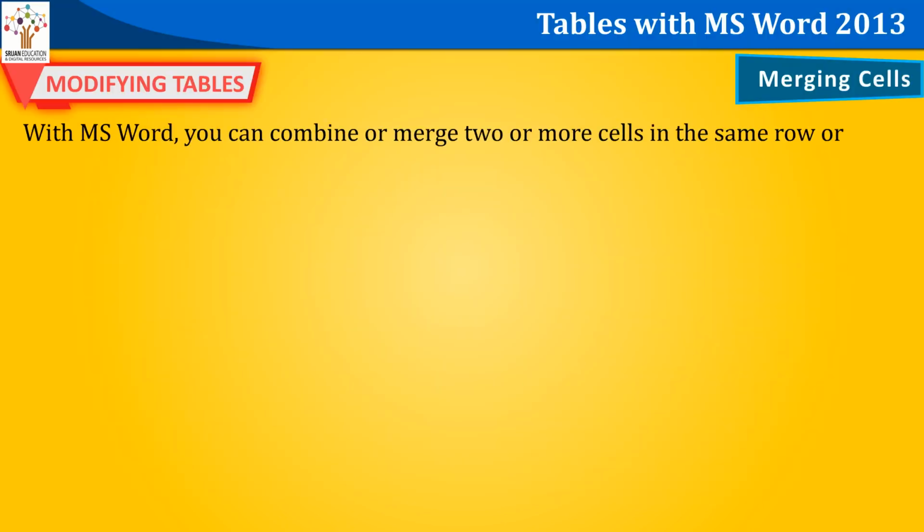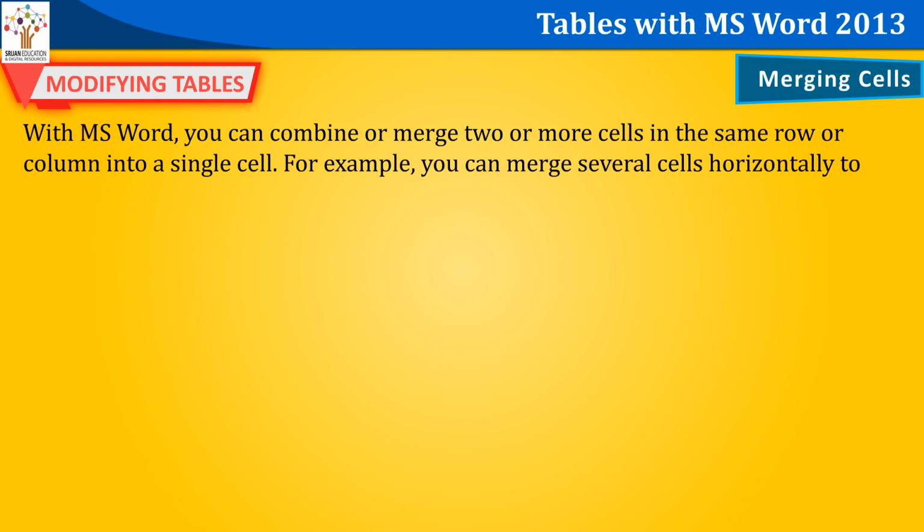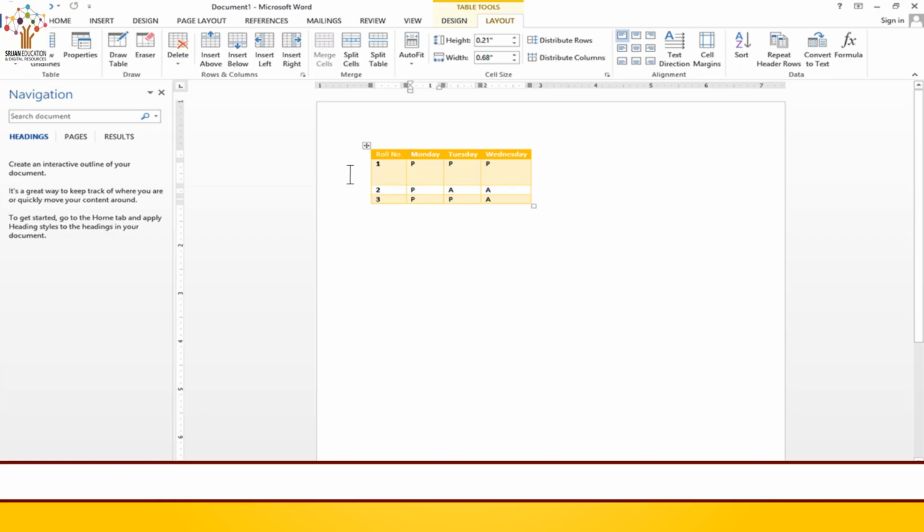Merging cells. With MS Word, you can combine or merge two or more cells in the same row or column into a single cell. For example, you can merge several cells horizontally to create a table heading that spans several columns. To merge cells, follow these steps. Select the cells that you want to merge by clicking the left edge of a cell and then dragging across the other cells that you want to merge.